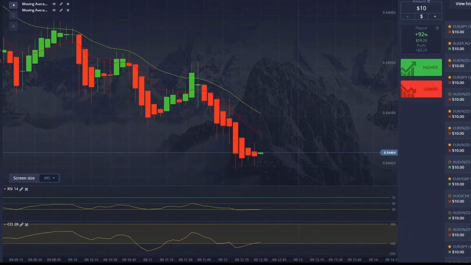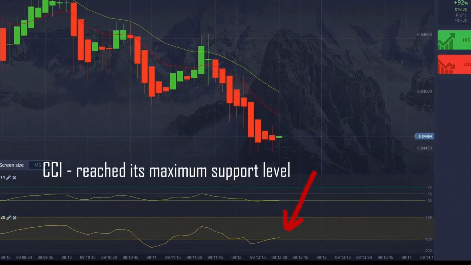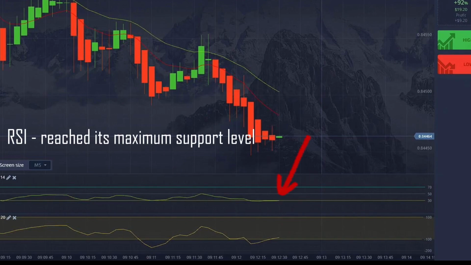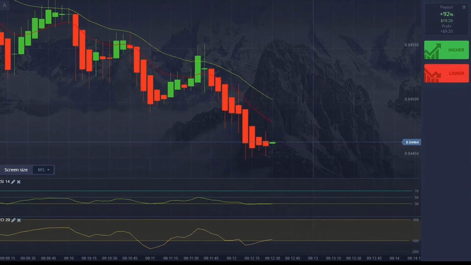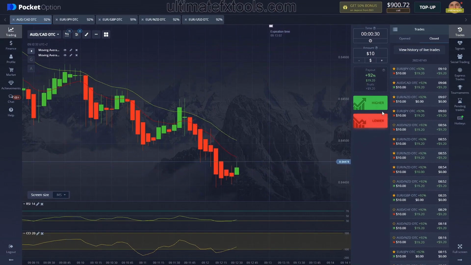Upon closer examination, we see that the CCI has reached its lowest support level while our RSI is also at its lowest support level. Our candlestick chart displays a series of long red bars here, followed by a green bar that suggests an upward trend. Therefore, let's trade higher on this one.